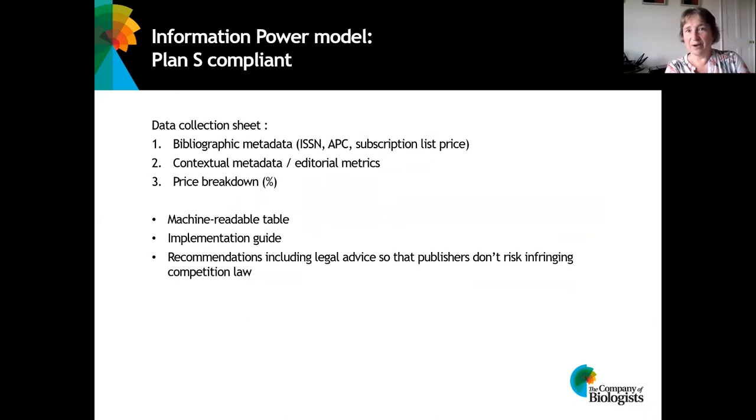So starting with the information power model, it's based around a data collection sheet that collects bibliographic metadata such as the ISSN of the journal, the APC, waiver policies, subscription prices. There's a large section on editorial metrics that I'll show an example for. And then there's the price breakdown. This is not as scary as it initially sounds, and it is a percentage so that it doesn't actually show exact financial information. The end result is a machine-readable table. There is an implementation guide provided along with recommendations, including legal advice so that publishers don't risk infringing competition law.